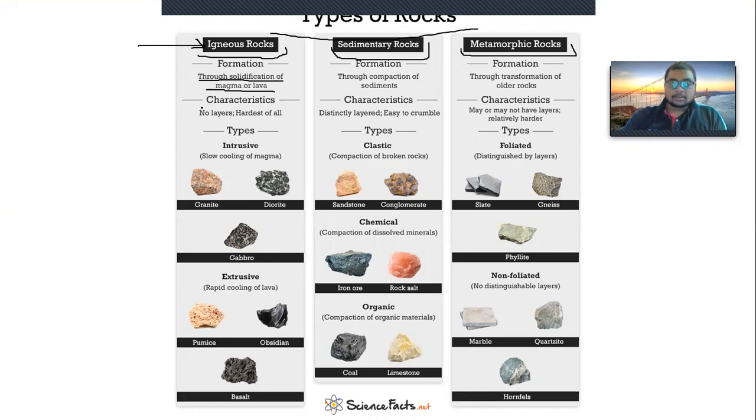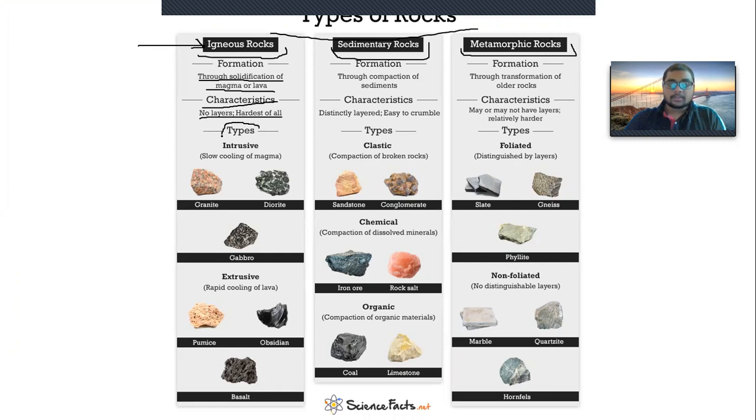What are the characteristics of this rock? The first is no layers. This type of rock does not have any layers. And it is the hardest rock of the entire category. Igneous rocks are the hardest rocks. That is its characteristic.